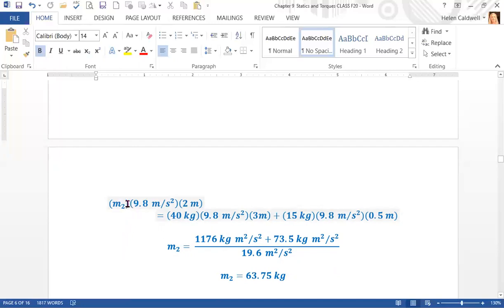To get rid of it on the left side, we have to divide. So everything gets divided by 19.6. If skipping that step is hard for you, put in the intermediate steps. And then we do the math. We take these two numbers, add them together, hit equal, and then divide by 19.6. So 63.75 kilograms.